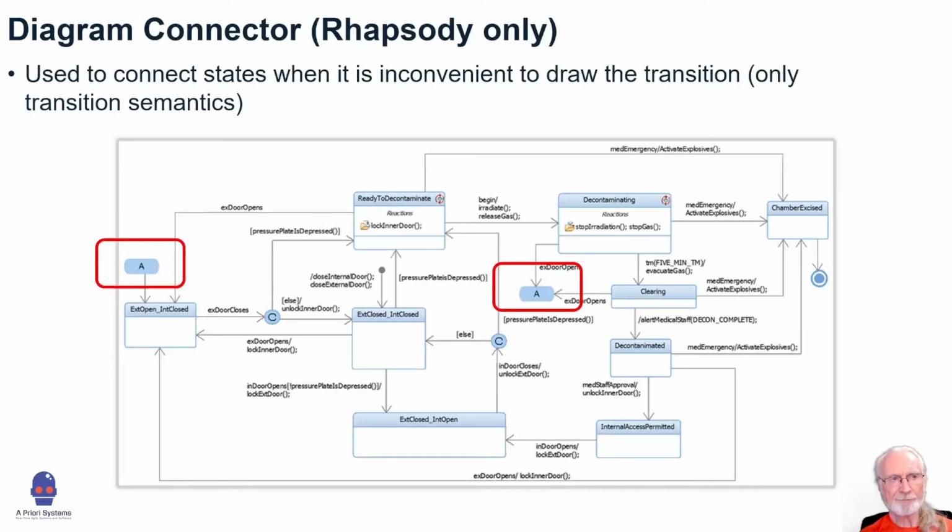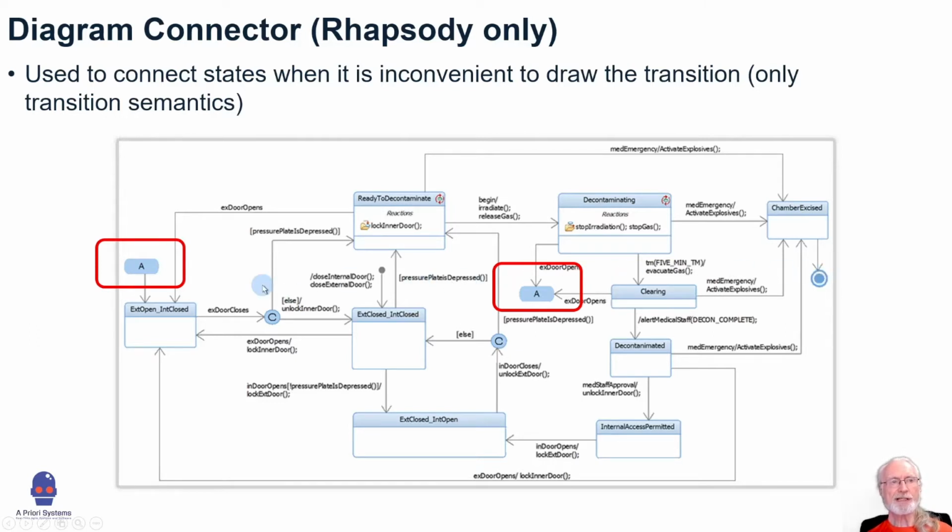In this diagram, we see those three features. Here we see the initial state. We start in the exterior closed, interior closed state. That's the initial condition there. So when this classifier behavior is invoked, and we create the classifier, it enters into this state. We also have a terminal. So when this state is in chamber exercised, it then terminates.